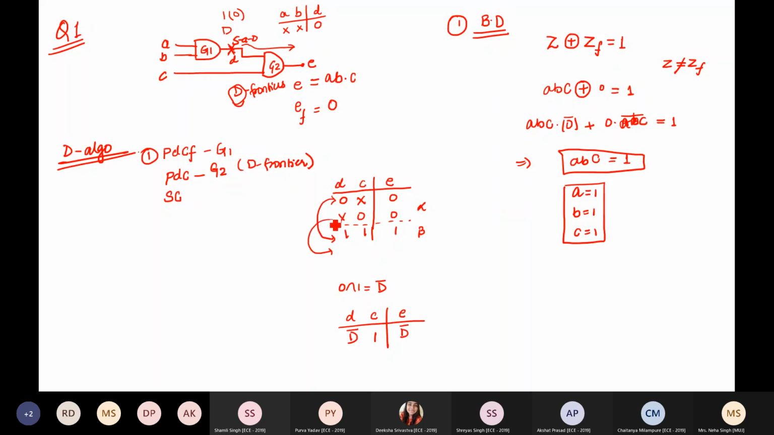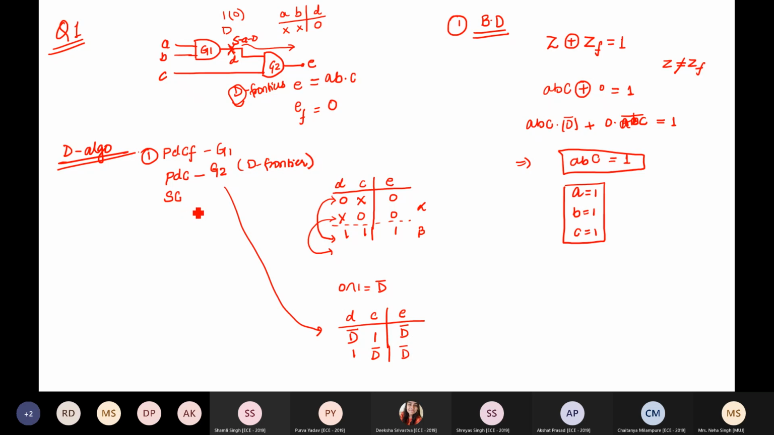0 intersection 1 is D bar. Similarly, for the second set, X intersection 1 is 1, 0 intersection 1 is D bar, and 0 intersection 1 is again D bar. So this gives me the PDC of G2. Had there been any other gate which is not used for the propagation of the fault, we could have used the singular cube for that logic gate. Right now it does not occur here, no other gate is here. Therefore, we need not consider any other singular cube.